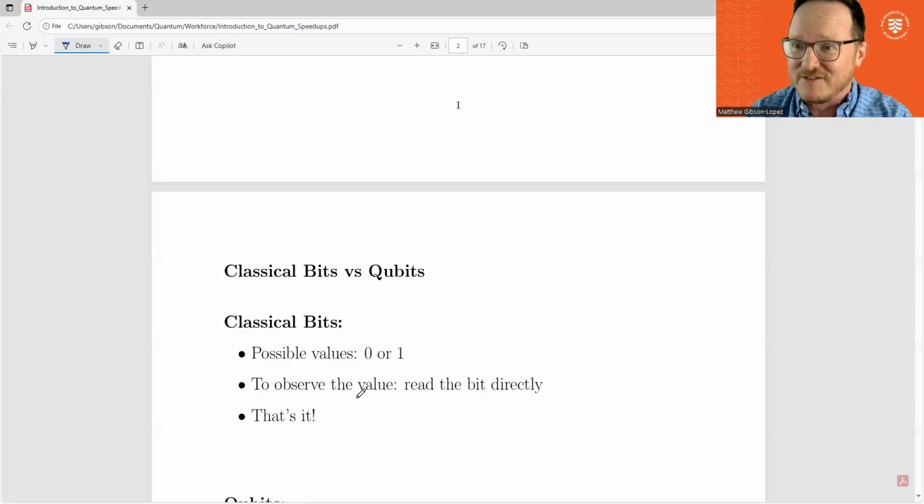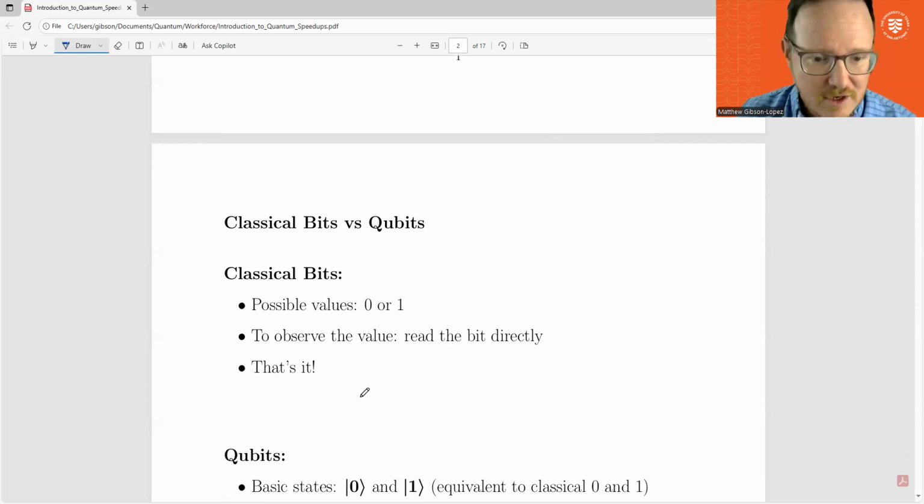So if I have a switch, a classical bit, right here on my desk and invite somebody to come in here and take a look at the bit, they can just look at it and see whether or not the bit's on or off and be able to tell if it's 0 or 1. So it's either 0 or 1, not both. And anybody can just come by and look at it and see what this value is.